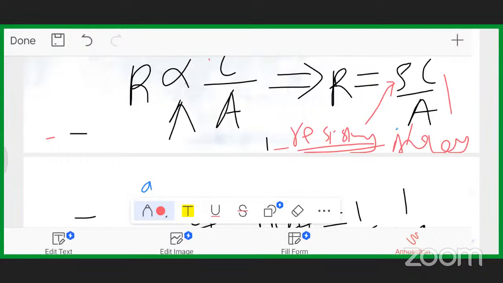So the resistivity is simply the measure of the opposition that a conductor offers to the flow of current. That numerical measure of that opposition being offered to the flow of current is called resistivity, like that. And of course, the higher the resistivity, the higher the resistance of that particular conductor.